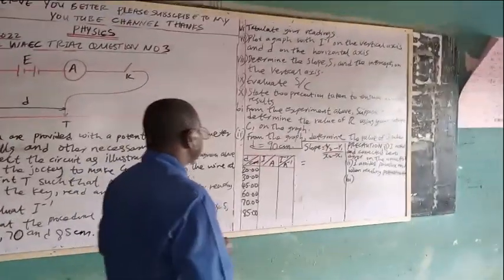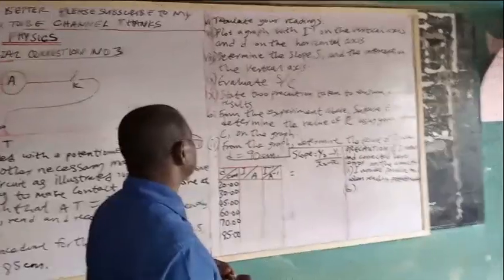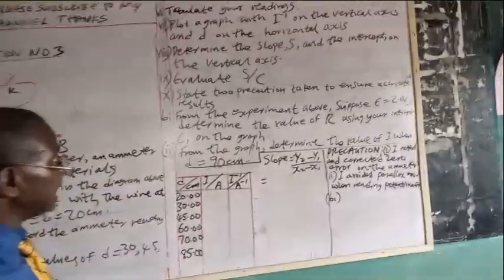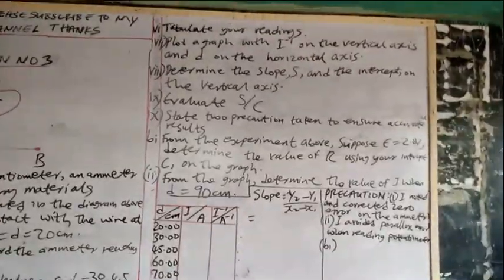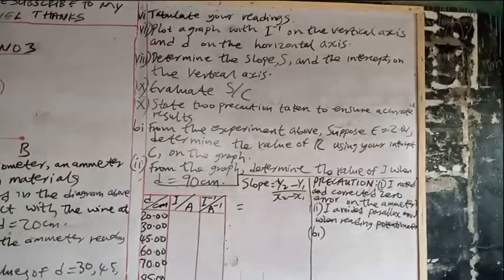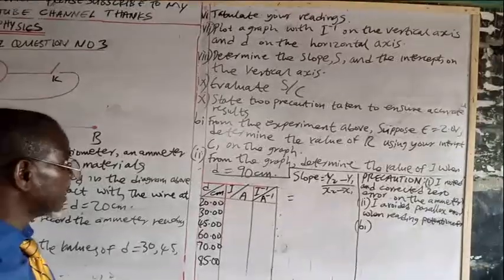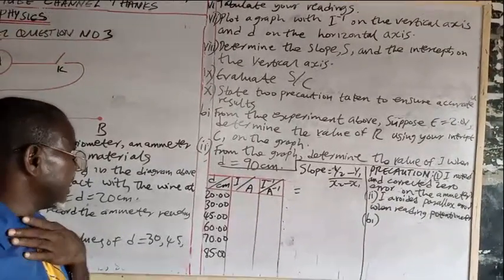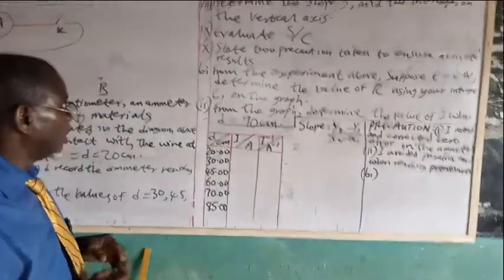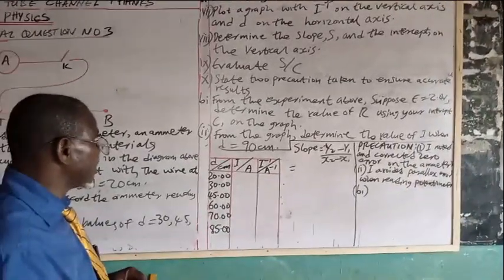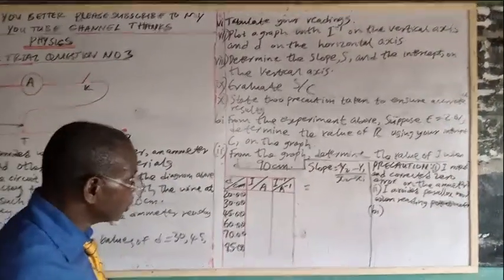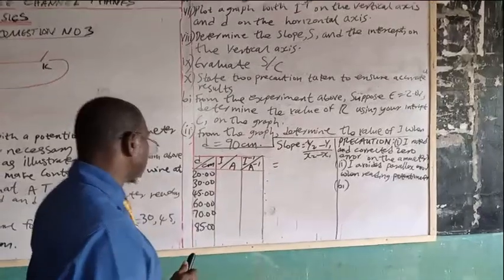Tabulate your readings. Plot a graph with I inverse on the vertical axis and D on the horizontal axis. Determine the slope S and the intercept C on the vertical axis. Evaluate S over C. State 2 precautions taken to ensure accurate results.